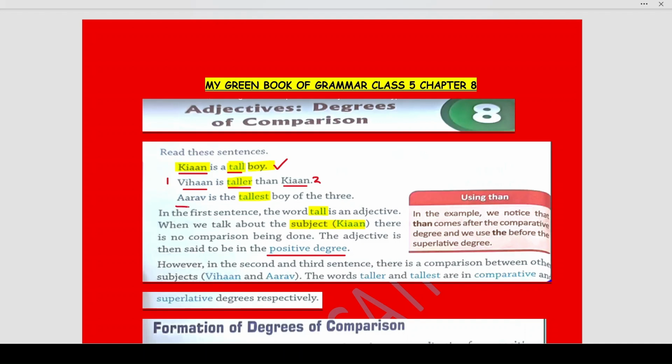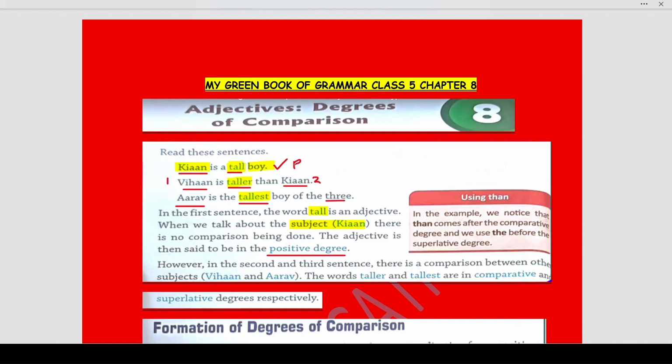In the third sentence, Araf, who is the subject, is the tallest boy of the three. Now, how many subjects are there? One is Kian, second is Vihan, and the third is Araf. Now, when there is a comparison of the adjectives with more than two subjects, then it comes to the superlative degree of comparison of adjectives. Now, in the example, we notice that than comes after the comparative degree and we use the before the superlative degree.